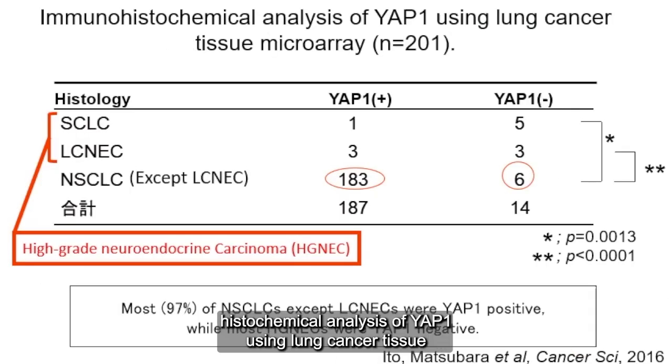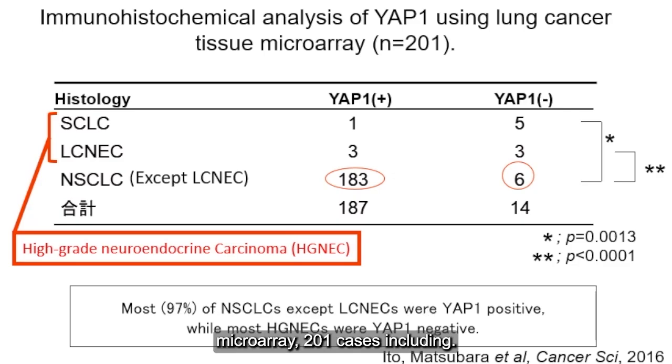We performed limited immunohistochemical analysis of YAP1 using a lung cancer tissue microarray including 201 cases, and found that 97%, 183 of 189 SCLC and NSCLC cases except LCNEC cases, were YAP1 positive.